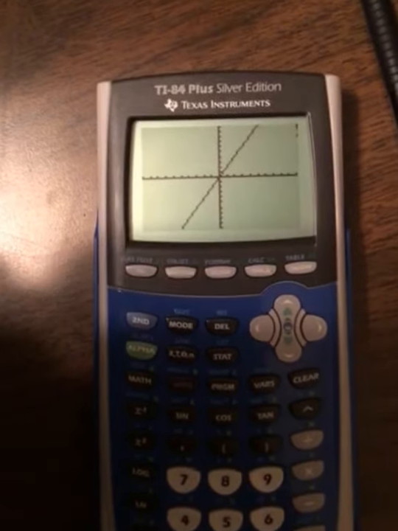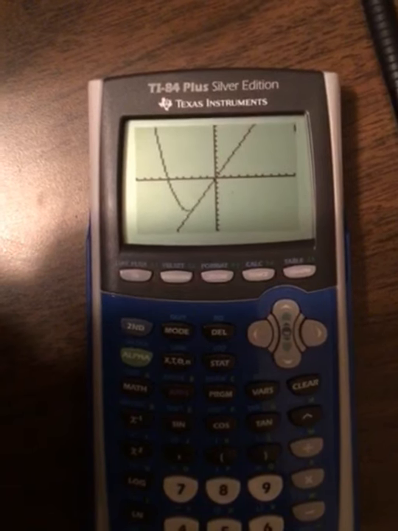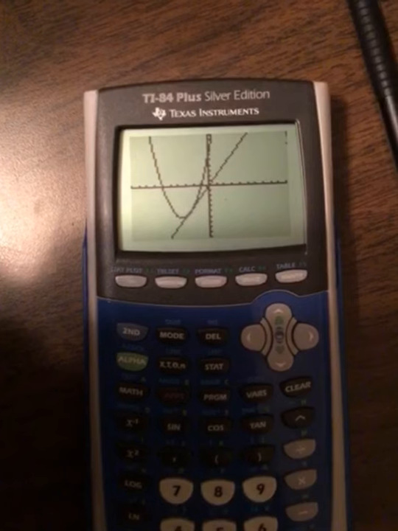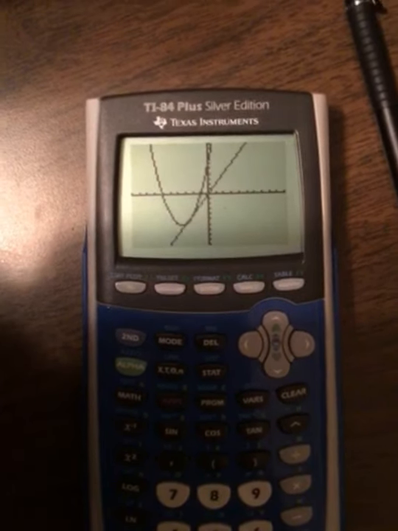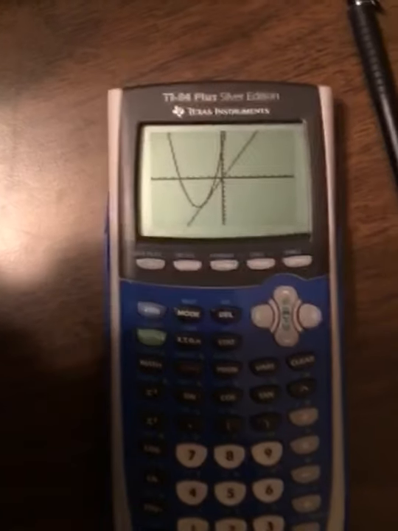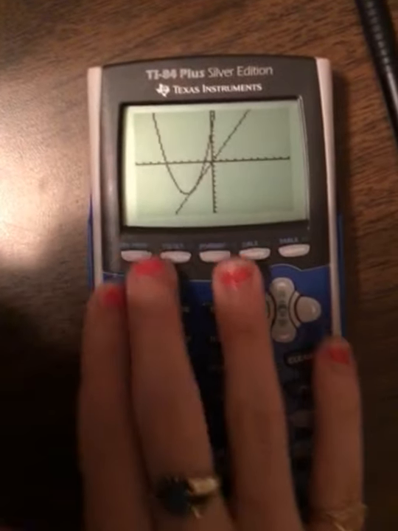Now here is where you're allowed to click enter 3 times. If you notice, there actually are 2 intersection points. Let me see if I can zoom in here. You have an intersection point here, and you have the other intersection point here. There's 2. It's just very difficult to see.